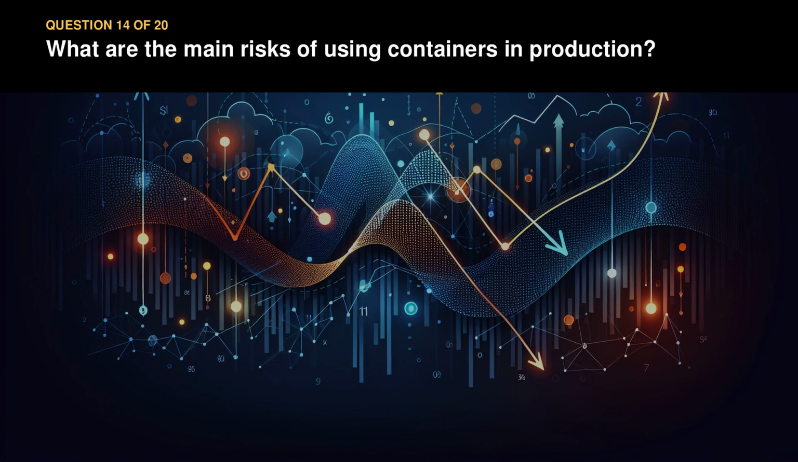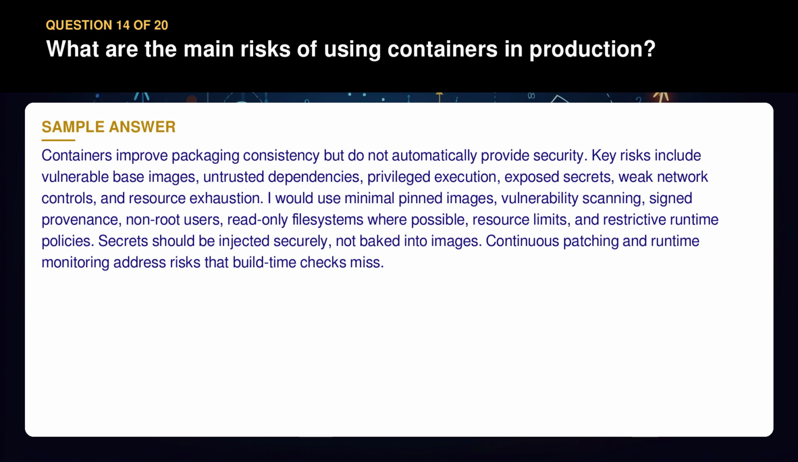Question 14. What are the main risks of using containers in production? Containers improve packaging consistency but do not automatically provide security. Key risks include vulnerable base images, untrusted dependencies, privileged execution, exposed secrets, weak network controls, and resource exhaustion. I would use minimal pinned images, vulnerability scanning, signed provenance, non-root users, read-only file systems where possible, resource limits, and restrictive runtime policies.